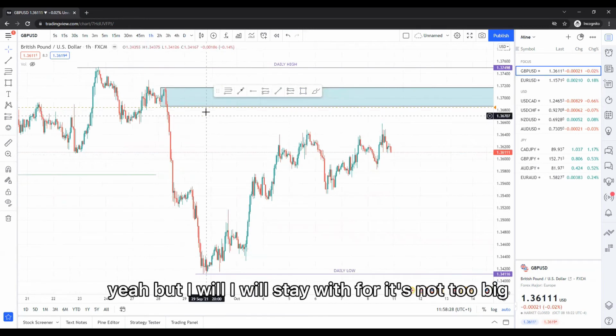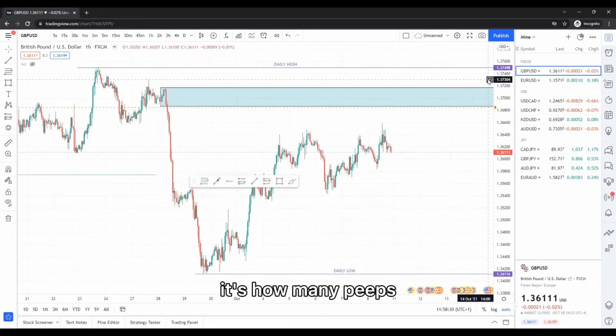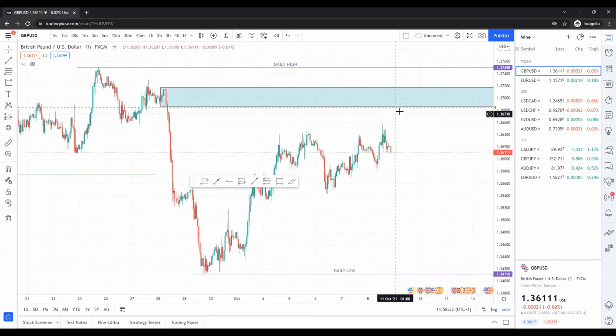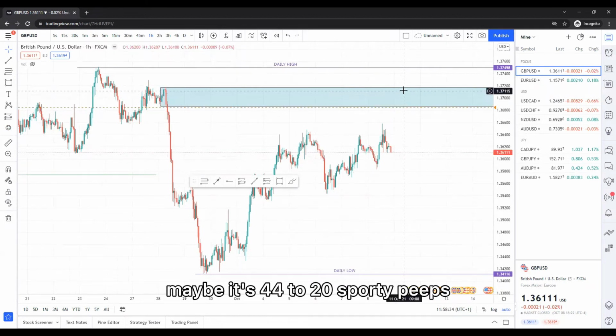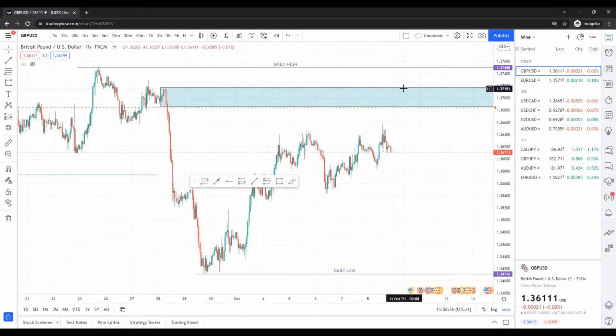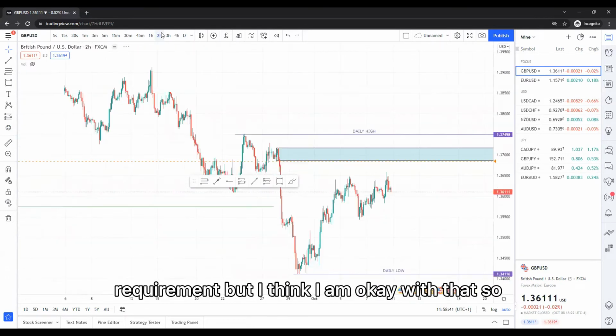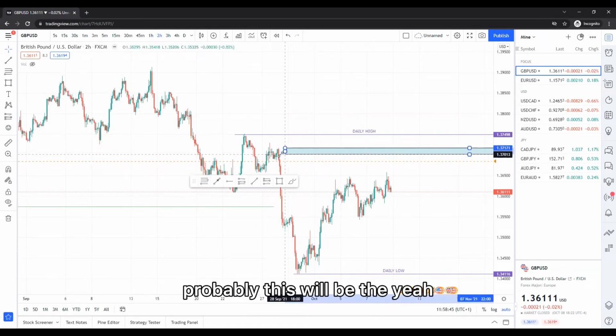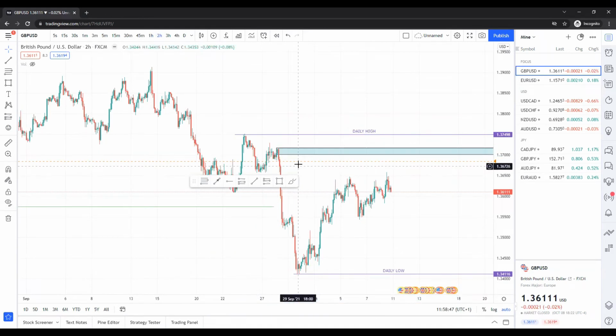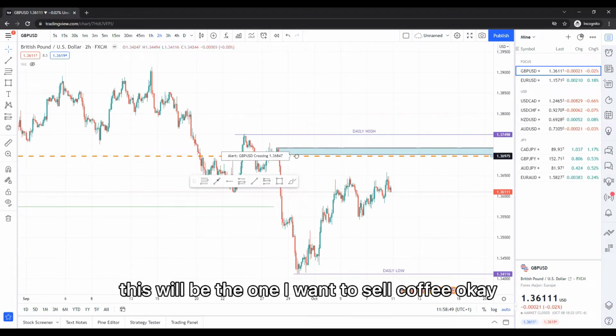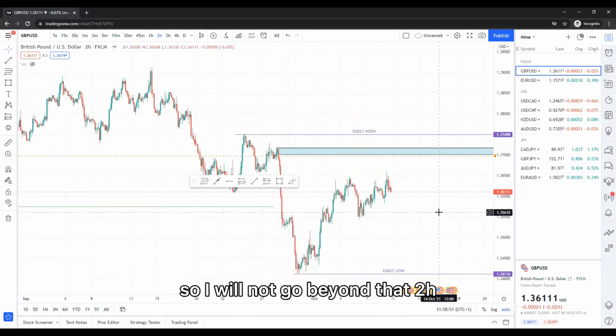Yeah, but I will stay with the 4 hour. It's not too big. It's how many pips? Maybe 84 to 20, 40 pips. It's still big. Let's say we can do further refinement, but I think I am okay with that. So probably this will be the one I want to sell from here. Okay, so I will not go beyond that 2 hours.